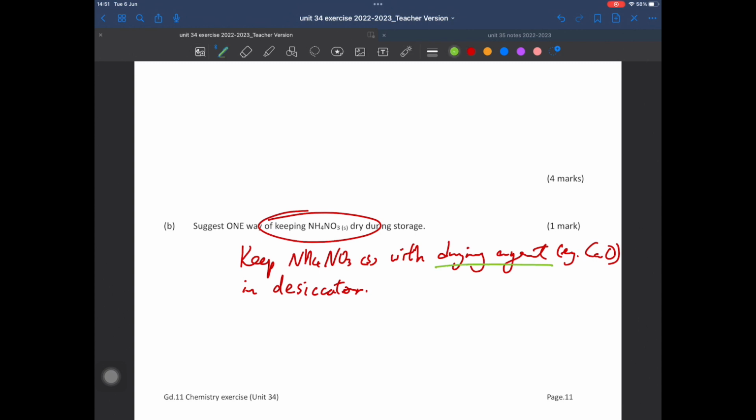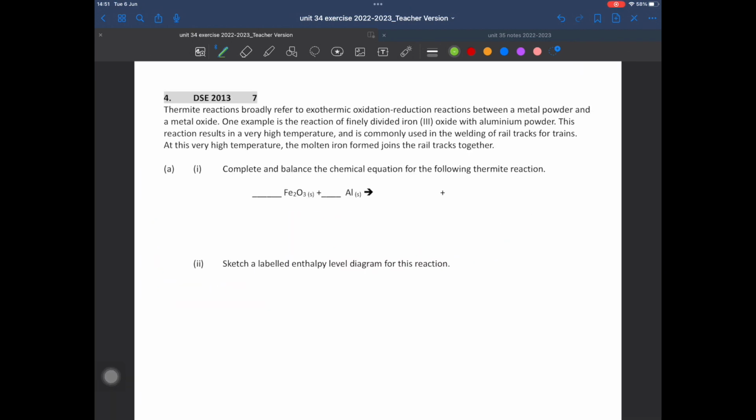So please make sure you include the drying agent and desiccator. Question 4 is an exothermic reaction. Now first, we complete and balance the equation, like this.